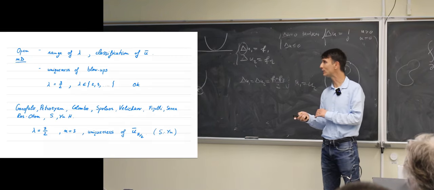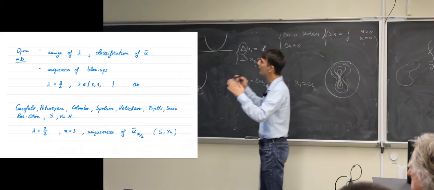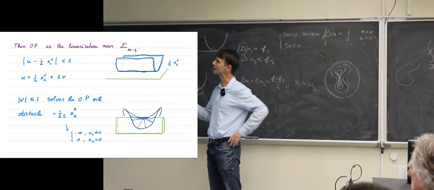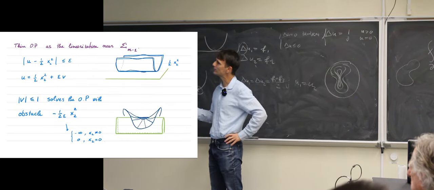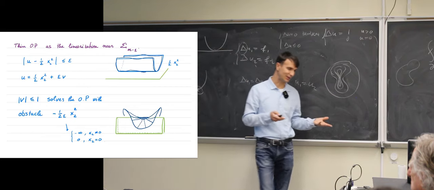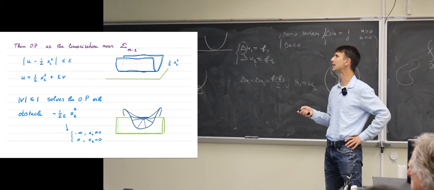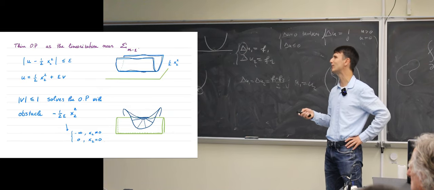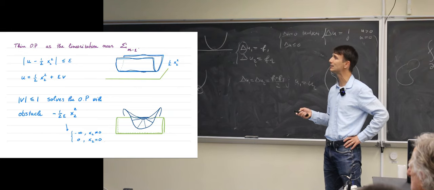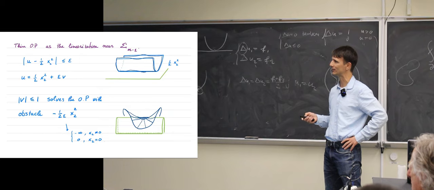Okay, so now I'm almost done with this introductory part. Why is the thin obstacle problem related to the classical obstacle problem? The thin obstacle problem appears as a linearization of the regular obstacle problem at points that belong to this singular set, the highest stratum. Yeah?